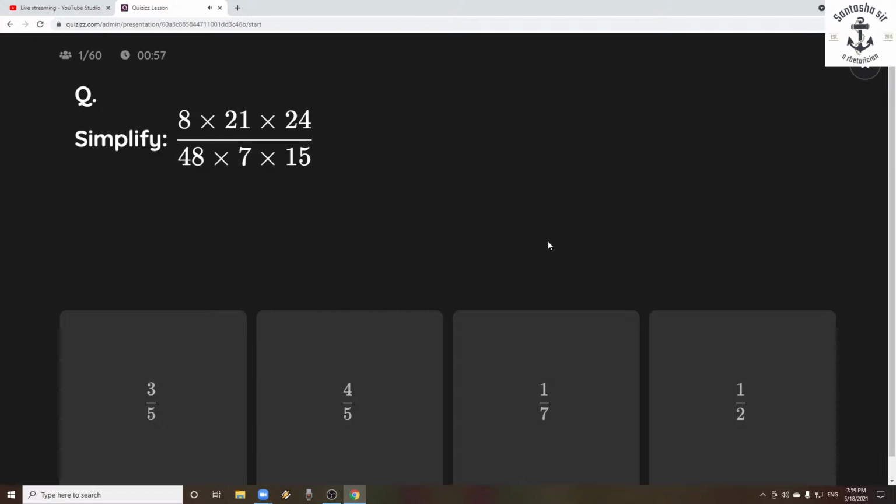Now simplify this expression: 8 multiplied by 21 into 24 by 48 into 7 into 15. A lot of time for everyone to answer this fraction.